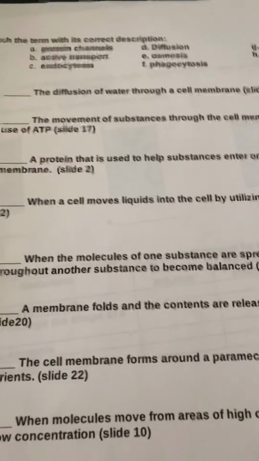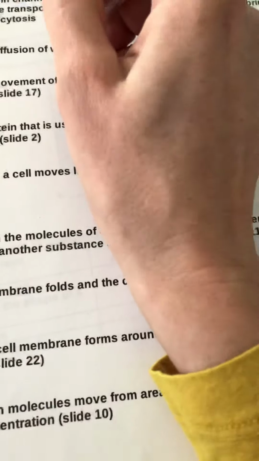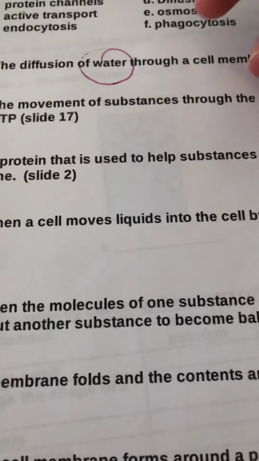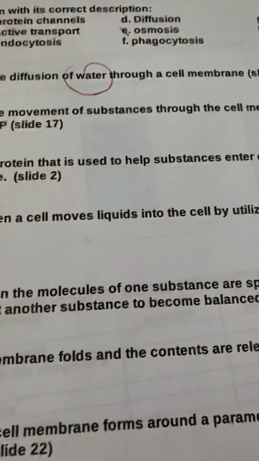Number 1 on page 2 of the packet. It again has those little hints with the slides on it. It says the diffusion of water through a cell membrane. The key word is water. Anytime you're talking about water, that is going to go with H2O, osmosis. So letter E is the answer.